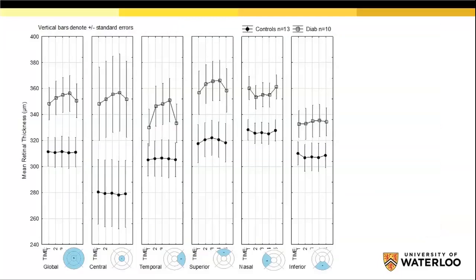This just shows mean retinal thickness for the various time points, which you can see in the plot legends, the open circles and the closed circles. For each of the sectors, the first one on the left is global, the next one along is central, and then temporal, superior, etc.